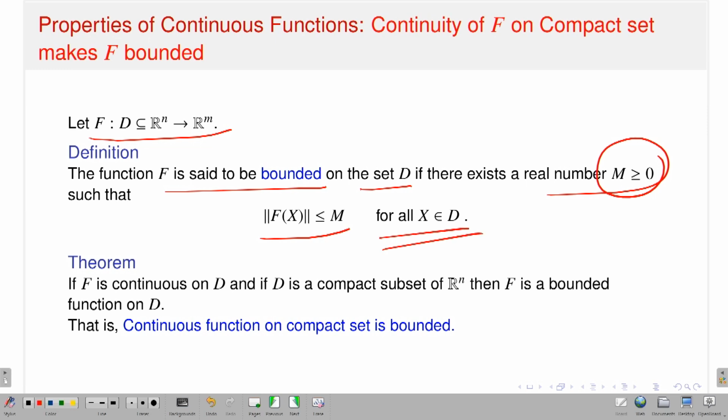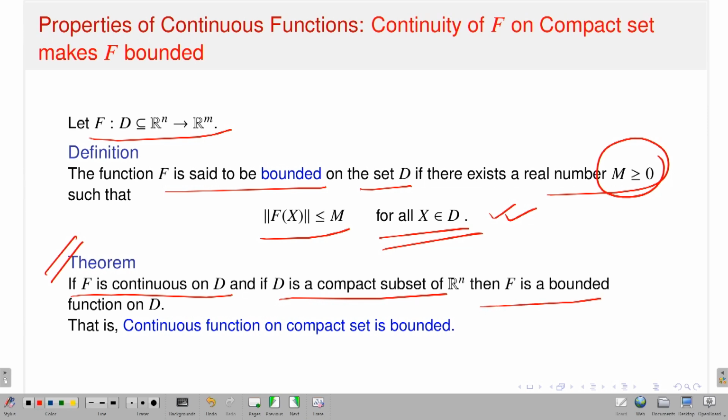That means consider the function capital F and consider the image, that is f(x) where x is running over D. If the norm of f(x) is dominated by a fixed number, then I will say that this function is a bounded function. And once I have the notion of bounded functions, then this is a very nice theorem. It says that if capital F is continuous on D and if it is defined on a compact set D, a subset of Rn, then it is always bounded.